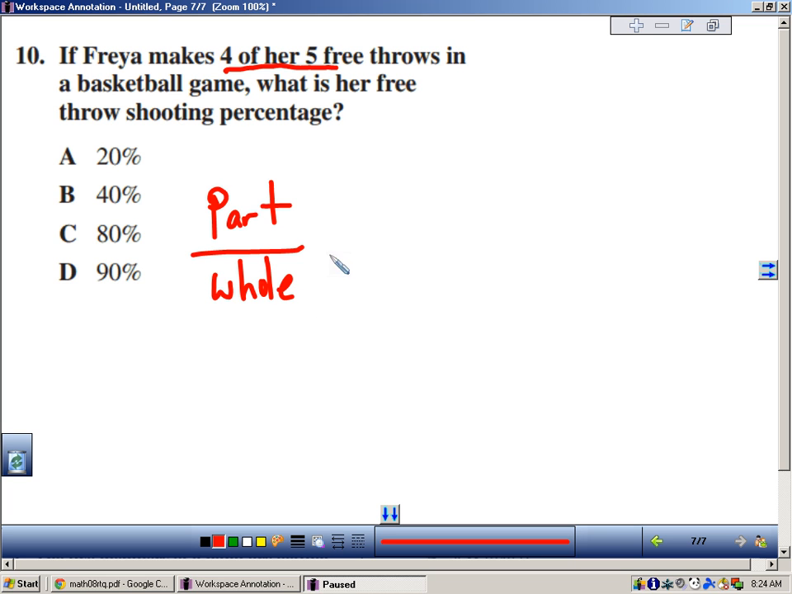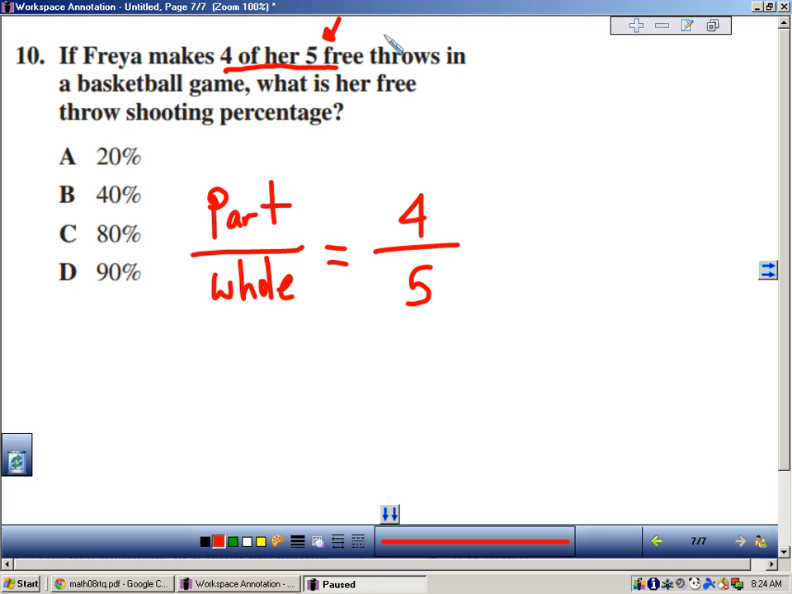Okay, and so I had seen that written many times. And so when I look at these numbers, the whole number would be 5 because that represents all of the free throws that I shot, right? And the part, or the number of free throws made from those 5 was 4, right? So it'd be 4 over 5 would be a fraction, 4 over 5 free throws. And so that's the first definition. When you're given a comparison of 2 numbers, generally you write them as a ratio. And from there you can make a percent.